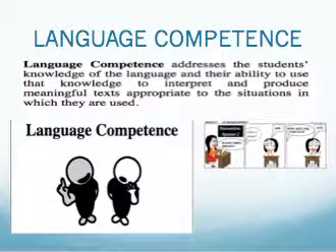The second section is language competence. Language competence addresses the student's knowledge of the language and their ability to use that knowledge to interpret and produce meaningful texts appropriate to the situations in which they are used. This is the linguistic or grammatical component. The specific outcomes under language competence deal with knowledge of this language and the ability to use that knowledge to interpret and produce meaningful text appropriate to the situations in which they are used. This is in practical applications, mostly focusing on the language in context.